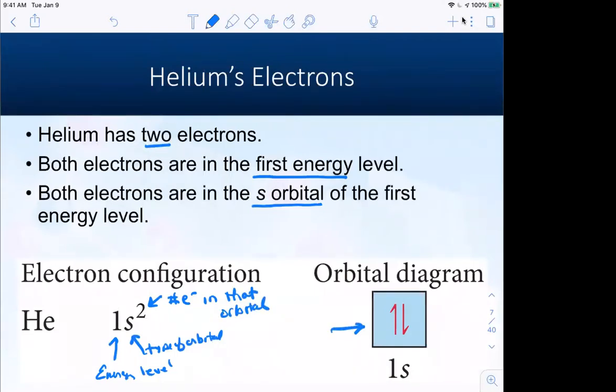And then this is the orbital diagram. Remember, this is spin paired, since I have one electron pointing up and one electron pointing down.